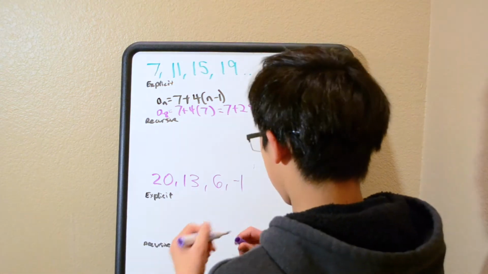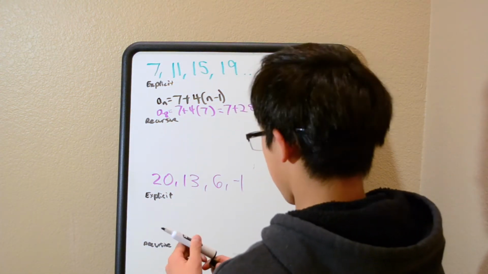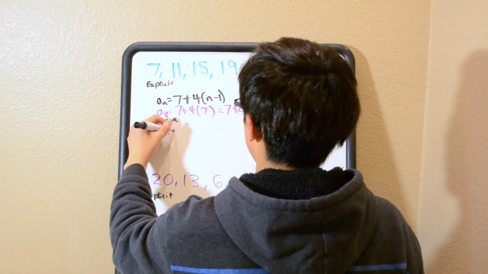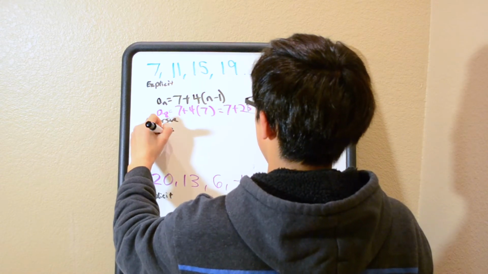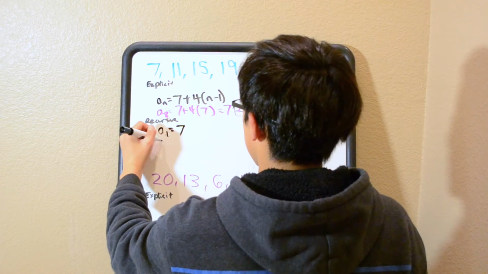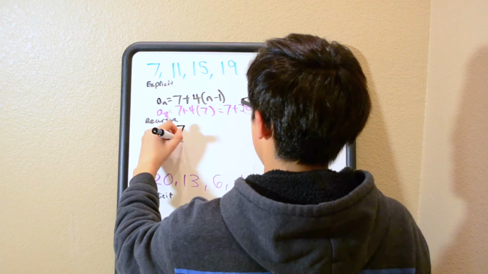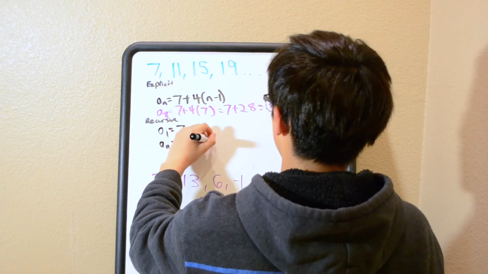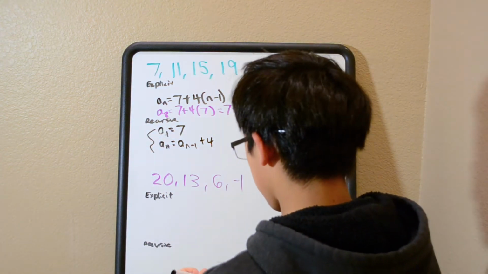So now let's write a recursive formula for this arithmetic sequence. a sub 1 is equal to 7. We don't need to define anything else. So a sub n is equal to a sub n minus 1 plus the common difference, which is 4. So that is our recursive formula for this sequence.